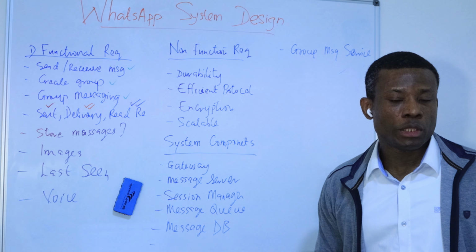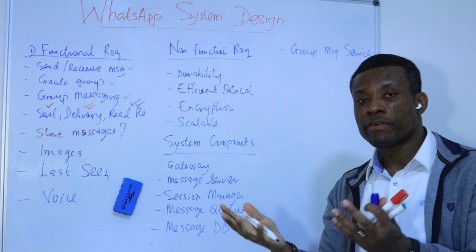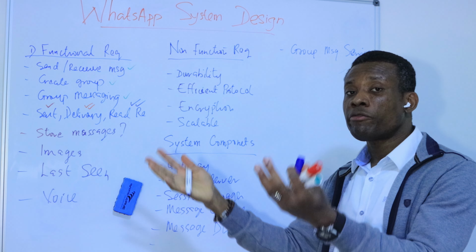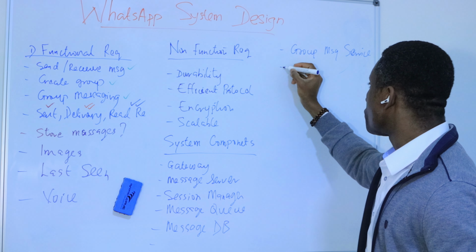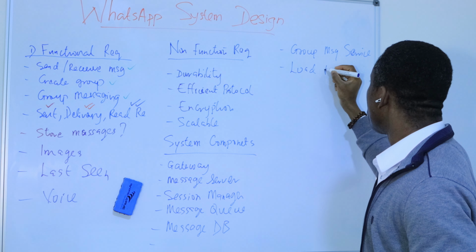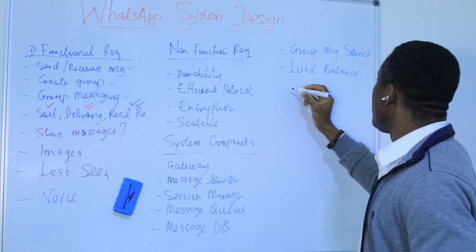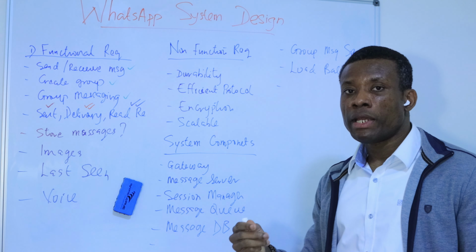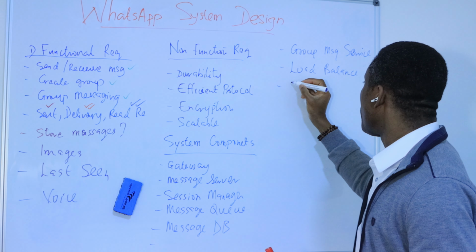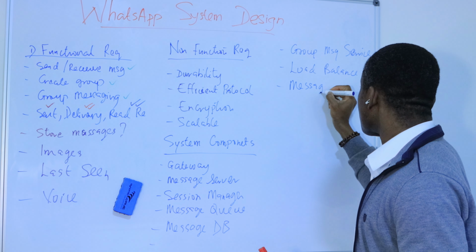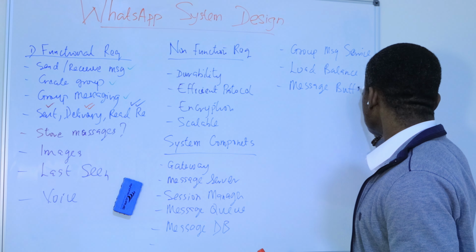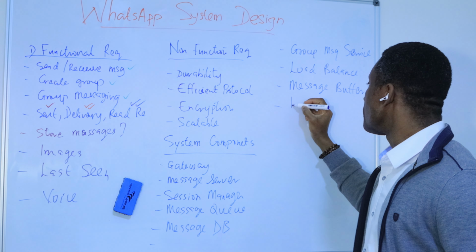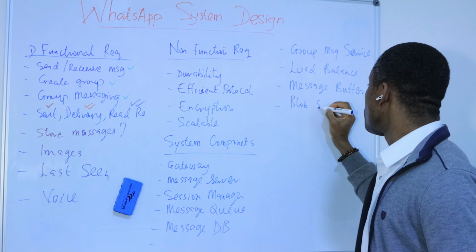And we should also have load balancers because we can have several devices connected to a certain gateway, or you can have the gateways connected to several instances of the message server. So we should also clearly have a load balancer. We have a message buffer. Message buffer is needed at the client side to be able to hold outgoing and incoming messages. And if we are going to be handling images, we're also going to need some kind of blob storage.